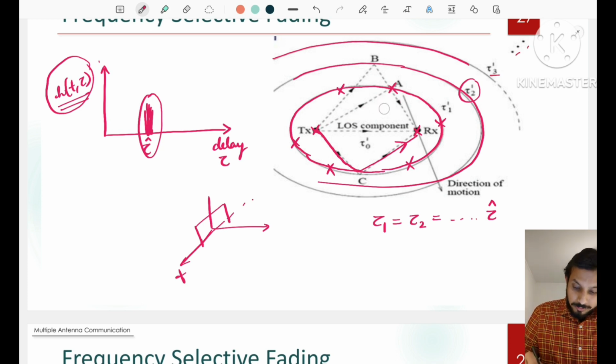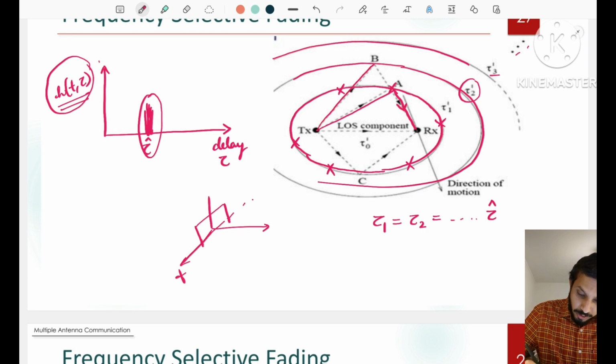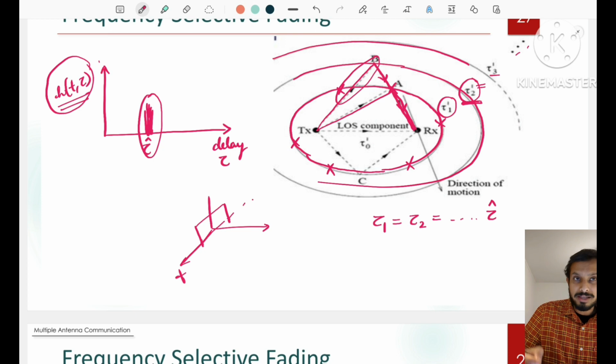So now what we need to see is that the propagation delay of this path is not equal to the propagation delay of this path, because it has to travel more distance. So the propagation delays are not the same, and we consider these delays because they can be resolved by the receiver. And this tau 3 dash, why are we considering this? Because they are resolved by the receiver. Anything between tau 1 dash and tau 2 dash may not be resolved by the receiver, so we in general consider the tau 2 dash.